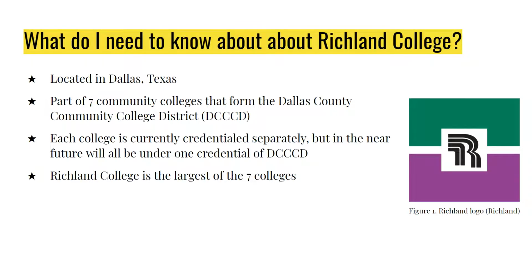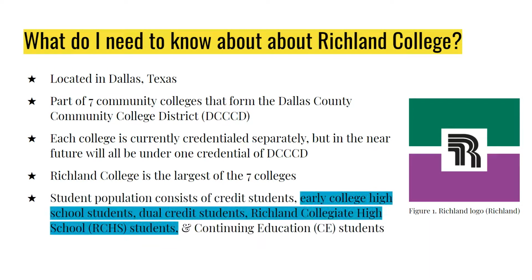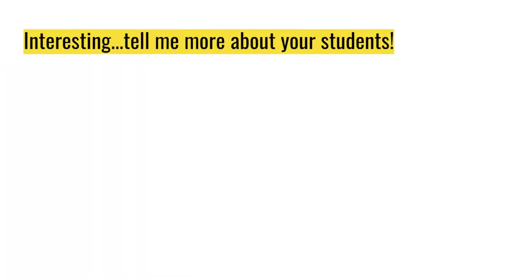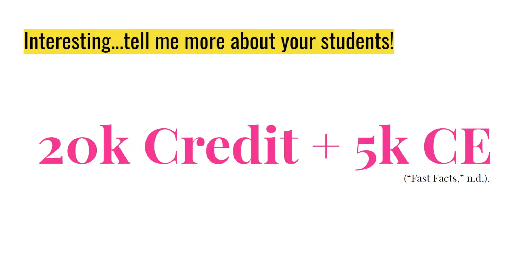Richland College is the largest of the 7 colleges, which in this case also means the most income generated. The student population consists of credit students, early college high school students, dual credit students, RCHS students, and CE students. The students highlighted in blue are all high school students. There are 25,000 students at Richland College, 20,000 of which are credit and 5,000 of which are CE or non-credit students, and there are over 300 staff and faculty that work there.